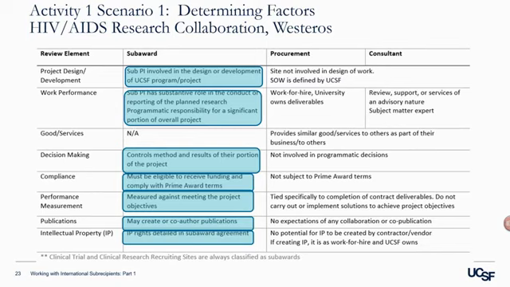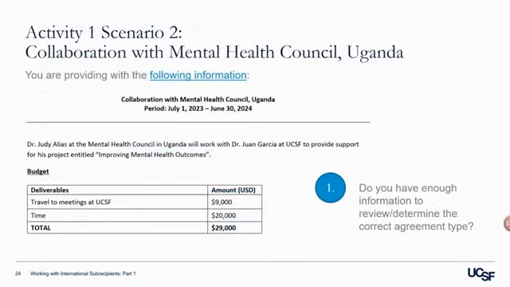And I think it's really good to think about the difference in a CRO as opposed to a site that's really, truly running their own trial. Thank you. That's important. All right, so we're going to move on to our second scenario. Looking at this, do you have enough information to determine the correct agreement type? If this is what you get, do you have enough information to determine the correct agreement type?